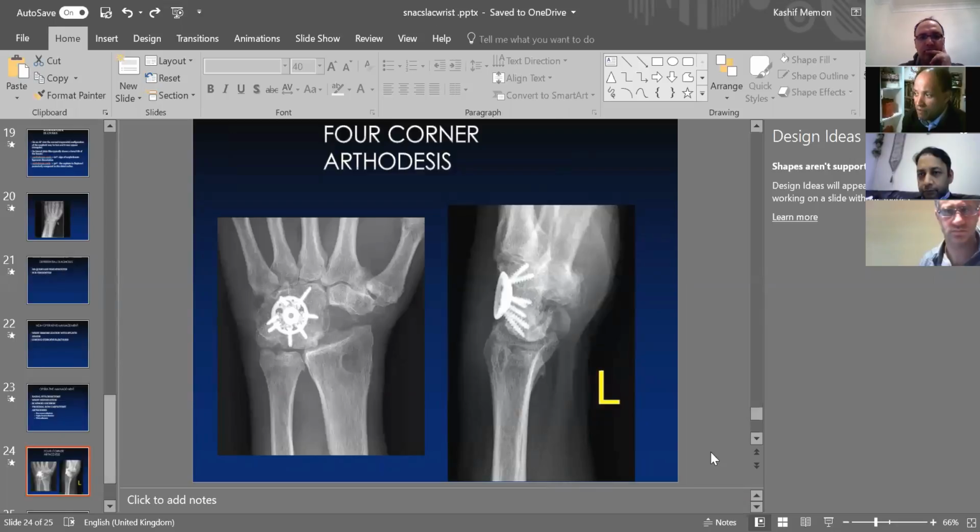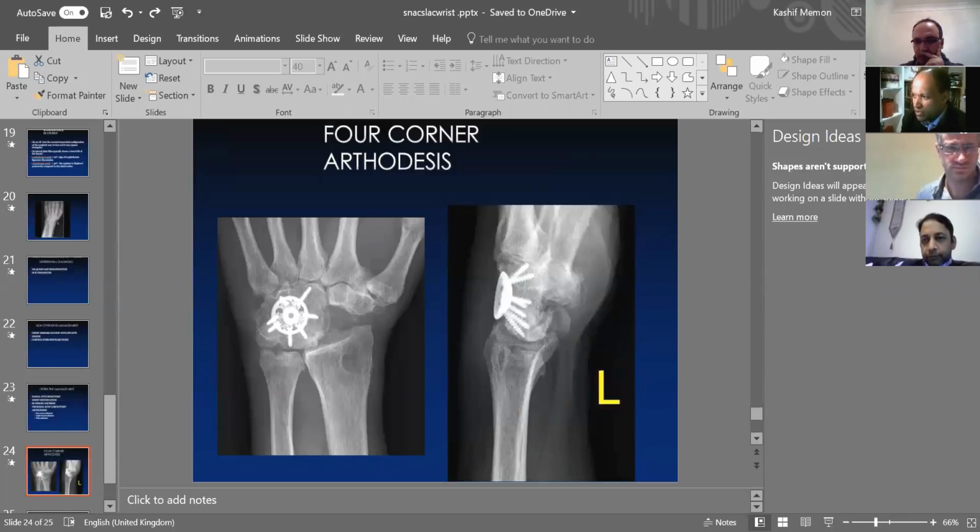Now, I think there was a question from Mohammed to everyone about the pros and cons of proximal row carpectomy and four-corner fusion. Proximal row carpectomy now, I think, is becoming more of a historical operation. The one big pro for it, though, is a quicker recovery. With a four-corner fusion, you have to wait for the bones to fuse before you can get the patients going. People do talk about a lot of stiffness, but it is a more robust procedure.